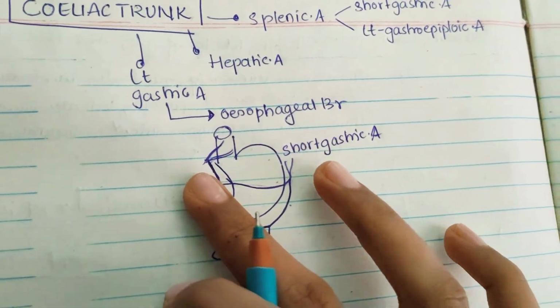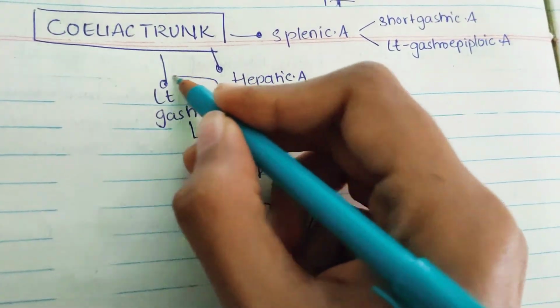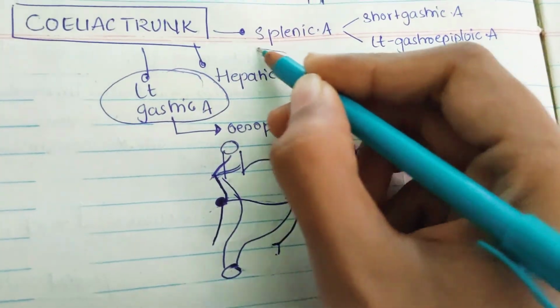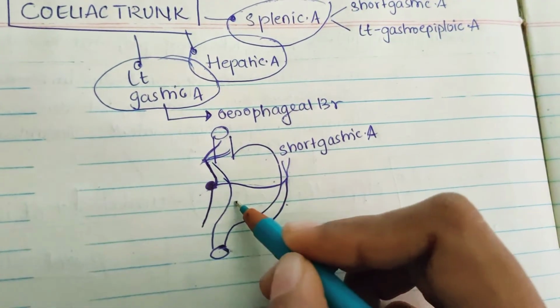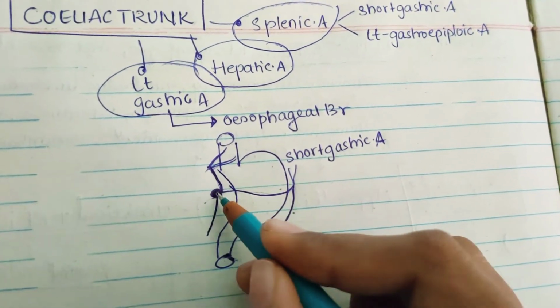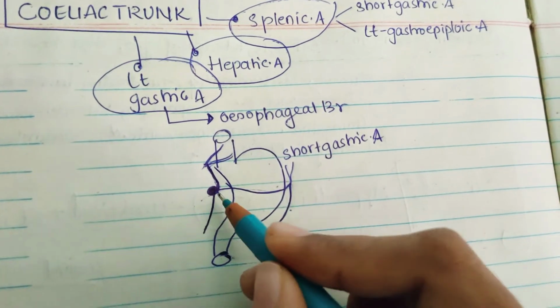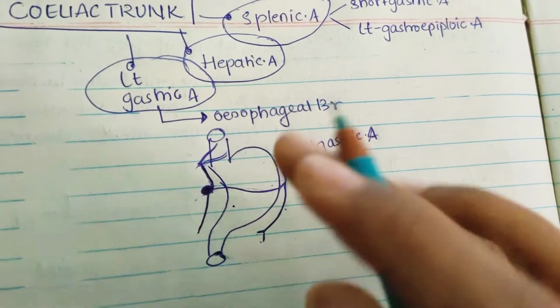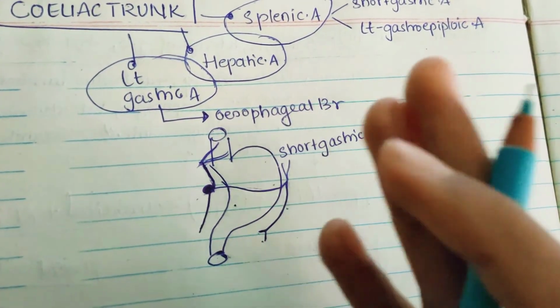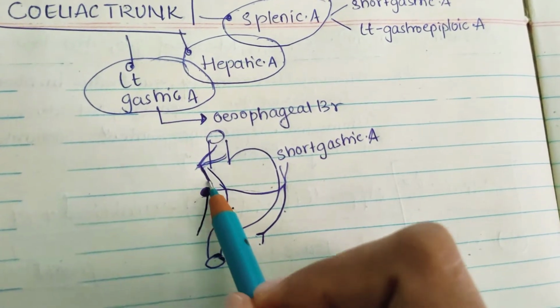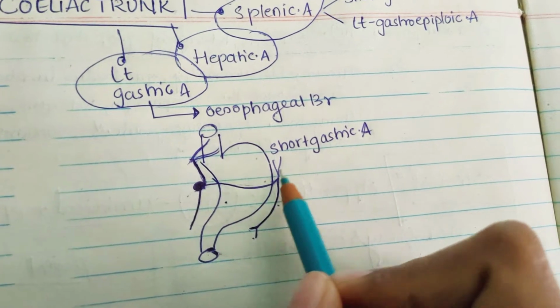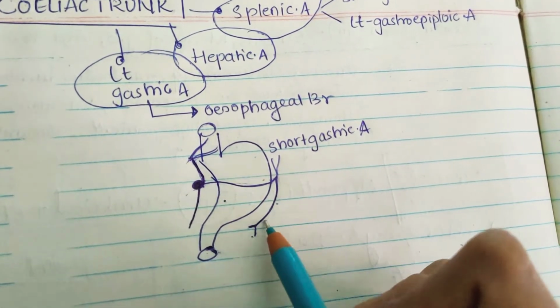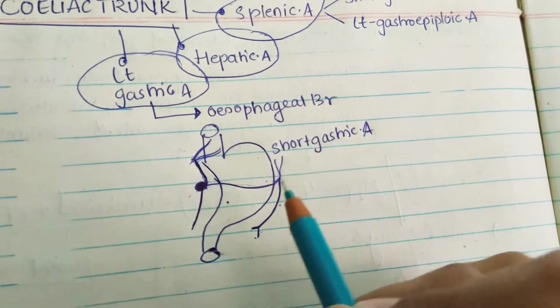So first we said there are three terminal branches for the celiac trunk. What are those? Left gastric artery, hepatic artery, splenic artery. I have also shown them in the diagram. First this is the left gastric artery, this is the splenic artery, this is the hepatic artery. Now we are discussing the branches which are given by them. The left gastric artery will give the esophageal branch. Next the splenic artery will give the short gastric artery as a branch and also the left gastroepiploic artery.